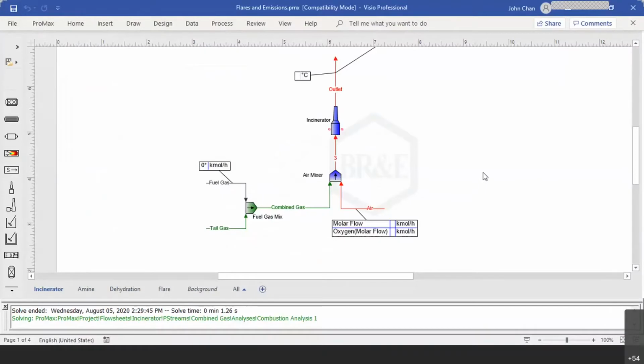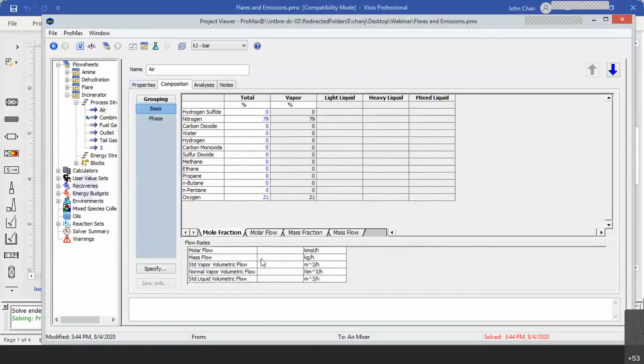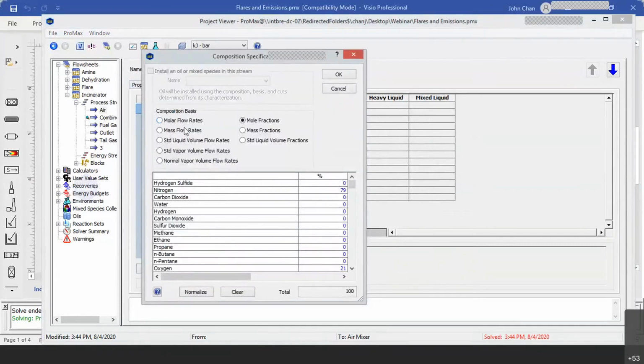So now that I know how much oxygen I would need, I would go into my airstream. I have my temperature and pressure defined here, but I will also need to set up how much I will need to feed into the burner. One way that we can do that is to manually define or input our oxygen flow rates into the tab here under composition.